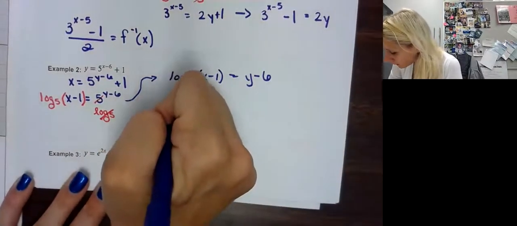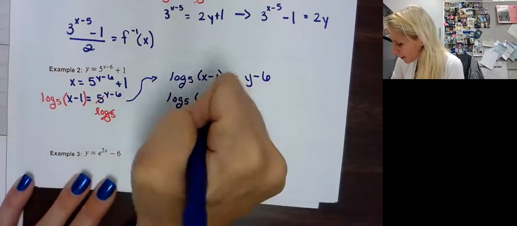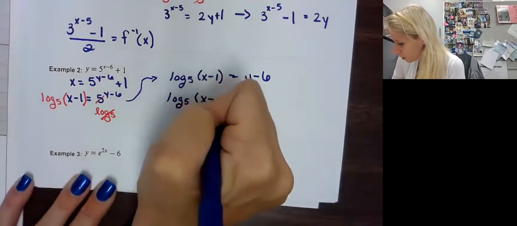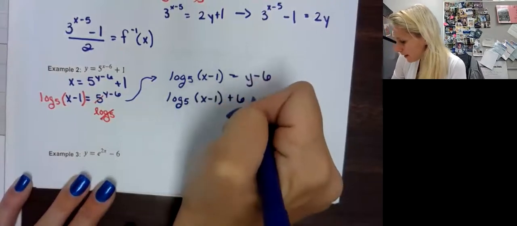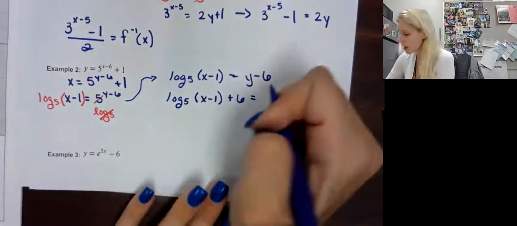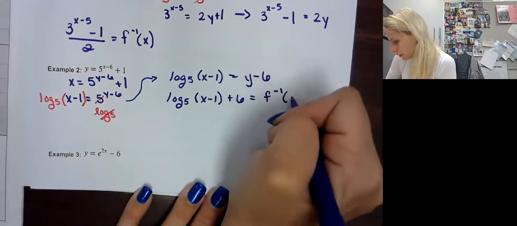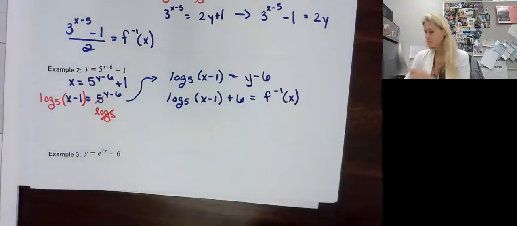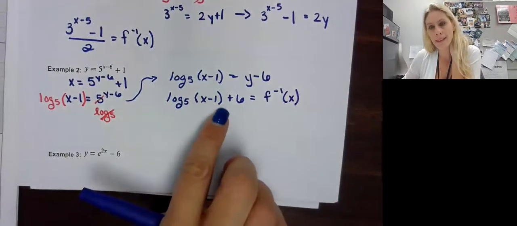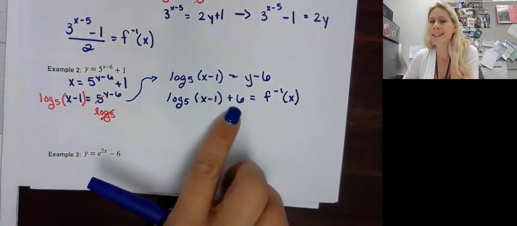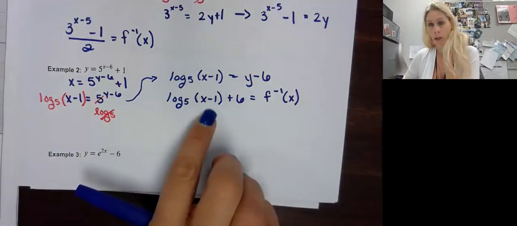So our final answer is log base 5. Make sure it's in parentheses, x minus 1, plus 6 equals, of course it equals y, but we're going to show that this is an inverse. So I do f of -1. Again, making sure that parentheses are right there, because otherwise you'll combine the 6 and the -1. And this 6 is not part of the log.